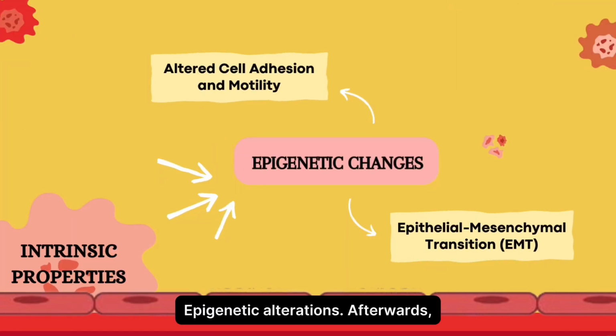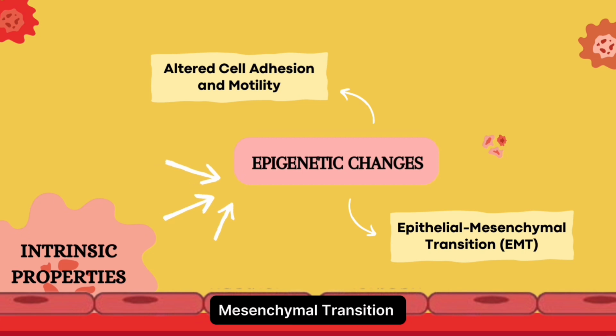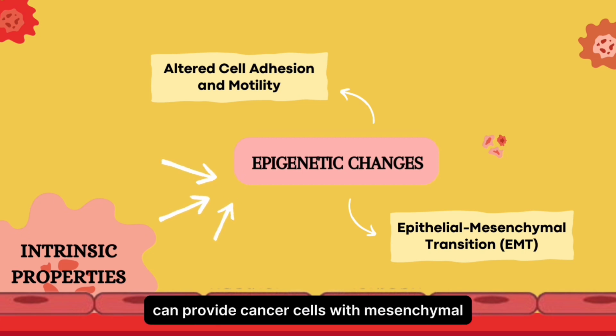Epigenetic alterations. Afterwards, epigenetic alterations that can influence gene expression patterns and cellular behaviors in several ways, which may trigger cancer cells to intravasate. The activation of epithelial mesenchymal transition, EMT, related genes by epigenetic changes can provide cancer cells with mesenchymal characteristics and increase their motility and invasiveness.